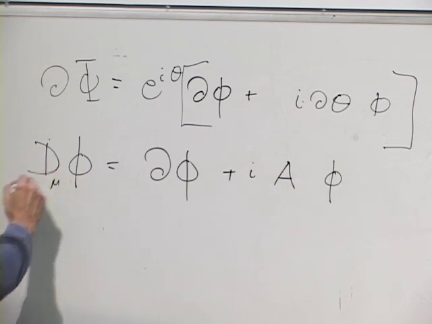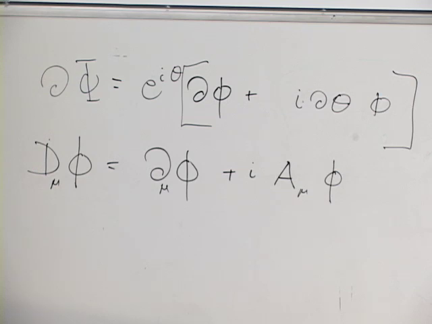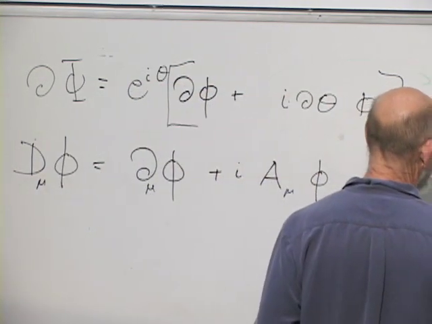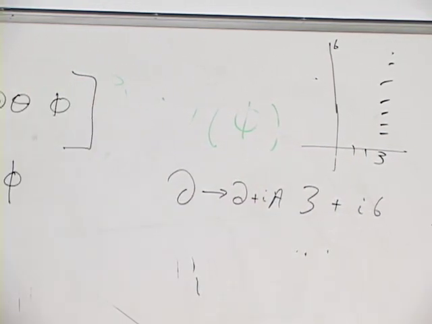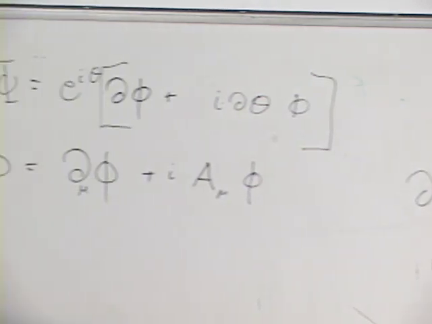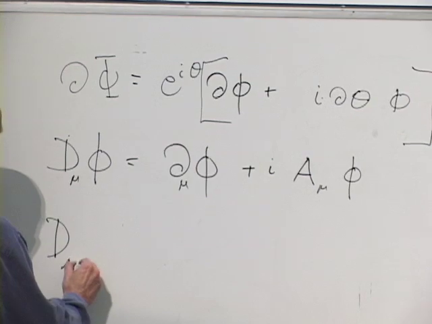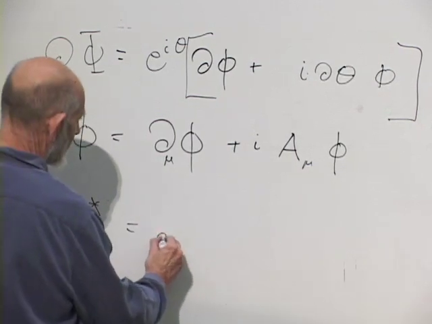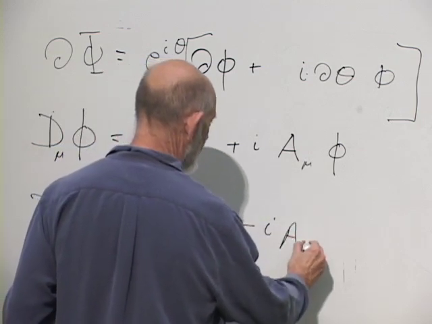Now, there is an implicit index in here. Once more, I will write it. Just remember, A is a vector. Derivative plus multiplying by A. Sometimes this is indicated by saying that the derivative is replaced by derivative plus IA. But it only makes sense if you apply it to a complex field like phi. So this is the definition of the covariant derivative. And if I were to write the covariant derivative of phi star, it is by definition just the complex conjugate. So it's equal to d mu phi star minus IA mu phi star.